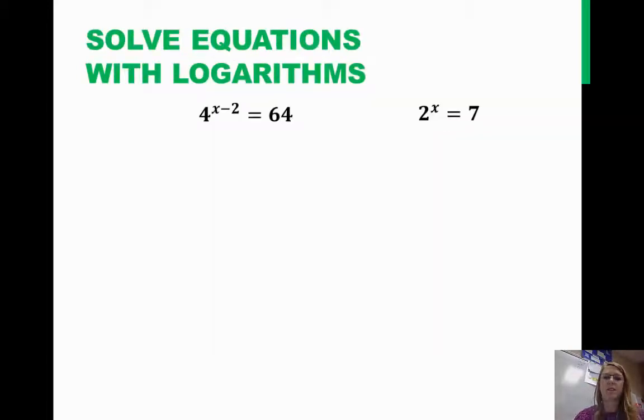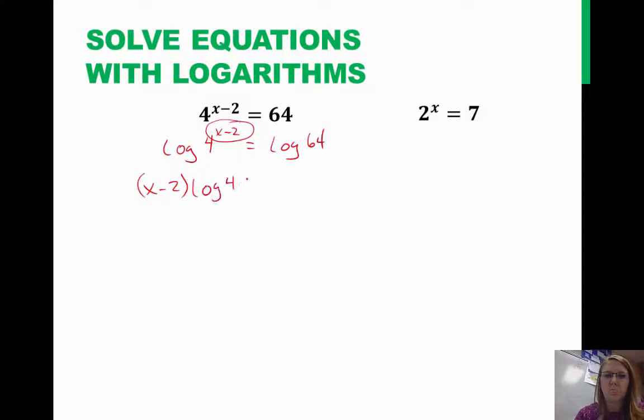Okay, so the next point of logarithms is really to help you solve exponential problems without having to guess and check. So basically, the way we're going to do this is we're going to take the log of both sides of this particular equation. So it would be log of 4 to the x minus 2 equals log of 64. And if you used your logarithm properties, you know that you can take the exponent and put it in front of the log. So this will be (x minus 2), and I'm going to put parentheses around that, to make sure that I remember that's all together, times log 4 equals log 64.